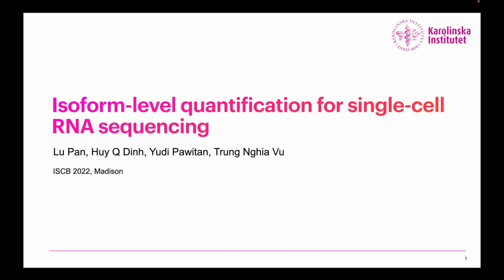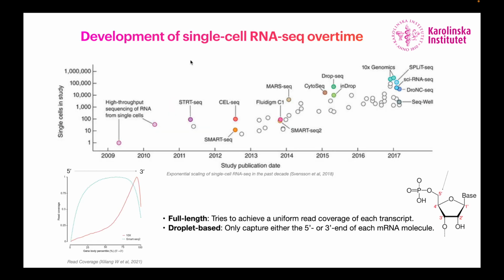I'm here to present to you a method we have developed for the isoform quantification of single-cell RNA sequencing data. There has been an exponential scaling of single-cell RNA-seq data over the past 2 decades, and numerous sequencing technologies have been developed, with the most used being the droplet-based and the full-length RNA-seq techniques. The full-length method, as the name suggests, enables the sequencing of whole-length mRNA molecules, whereas in a droplet-based method, only part of the mRNA molecule near either its 5' or 3' end can be captured.